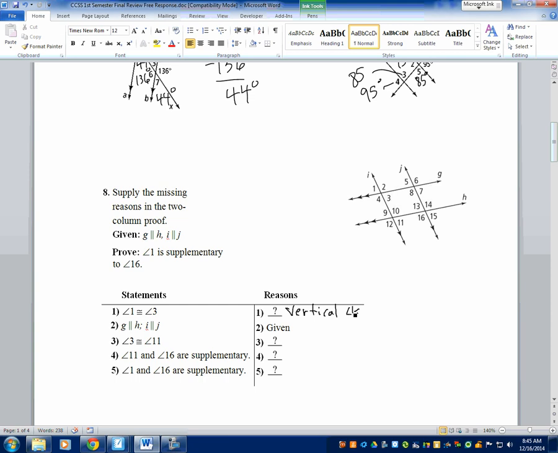Then we have angle 3 is congruent to angle 11. But corresponding angles are only congruent if the lines that they are corresponding angles of are parallel. So are they? Yes. Since G and H are parallel, 3 and 11 are congruent by the corresponding angles theorem. So you could write down corresponding angles theorem.